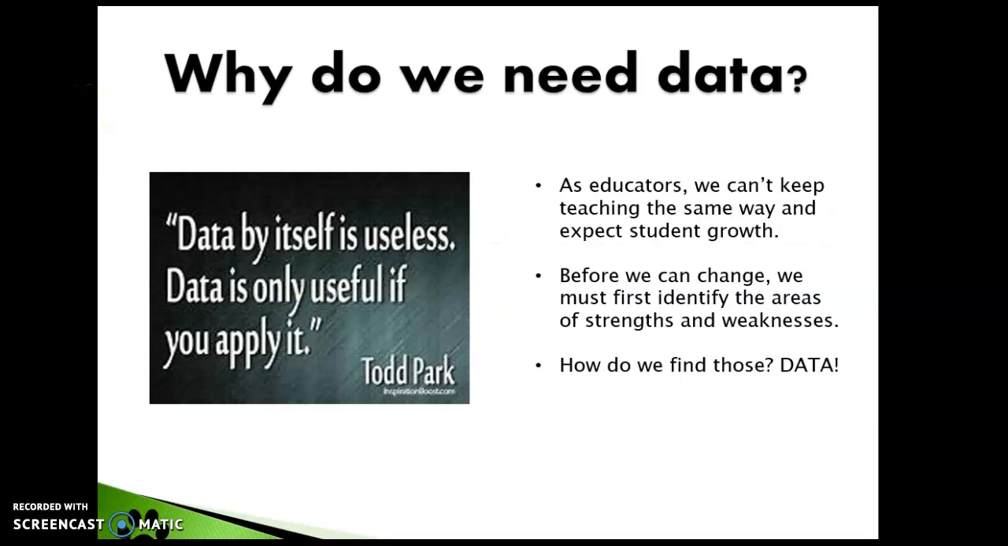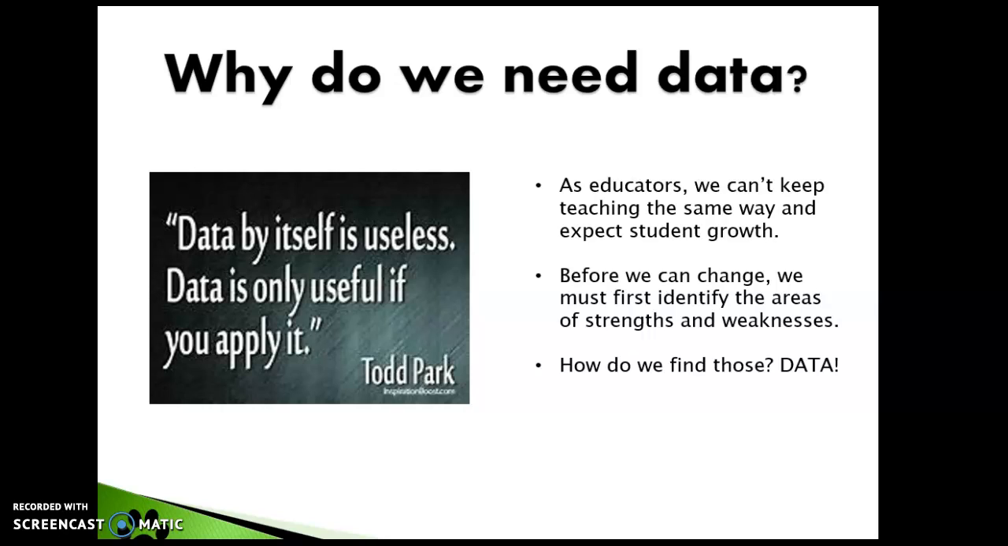So, here we go. Why do we need data? You can see my quote. It says, data by itself is useless. Data is only useful if you apply it. I know a bunch of us think, why do we need data? Why is it important? Why are we always having to look at data?